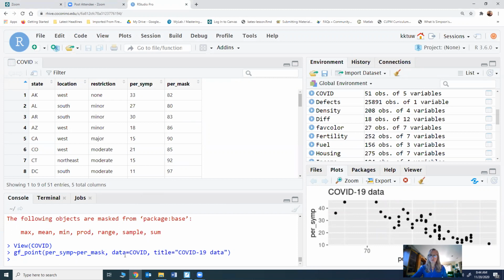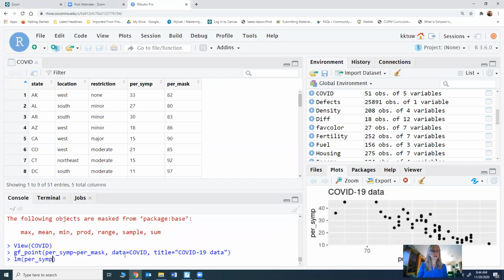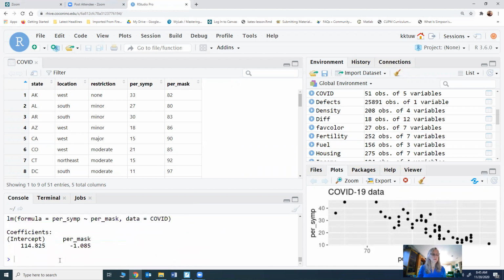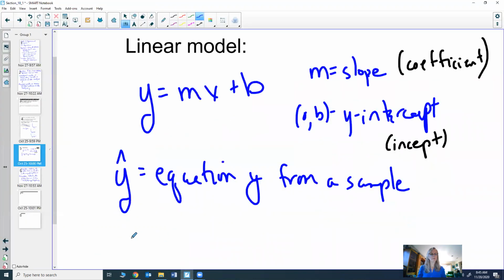The technology we're going to use: we want to come up with a linear model because we did see a linear relationship there. So it's lm for linear model. Then we always put in your response variable first. So percent symptoms, tilde, your percent mask, your explanatory variable. So response variable, tilde, explanatory variable, and then you have to say what the data is coming from. Then you hit enter, and it gives you the information. I'm going to copy this so we can use it.